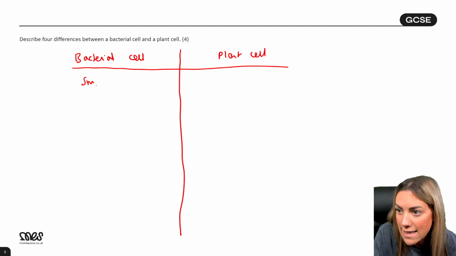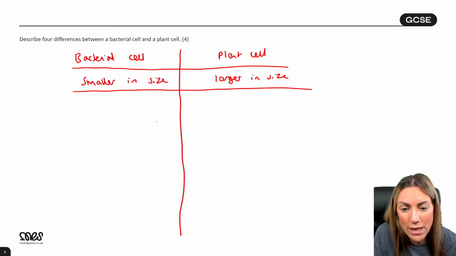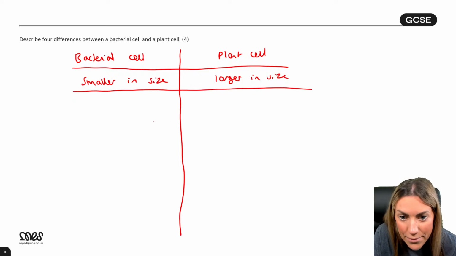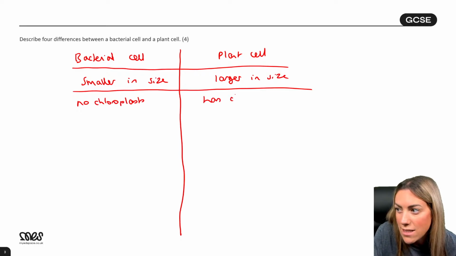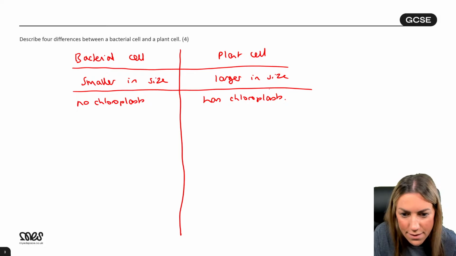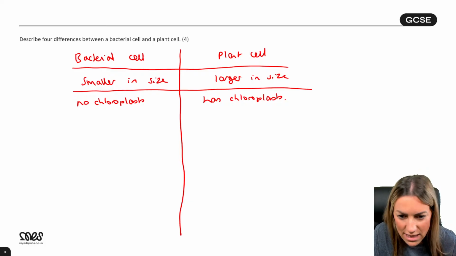Bacterial cell is smaller in size, whereas a plant cell is larger in size. You see how the table helps me to make my differences really clear? Bacterial cells, someone said no chloroplasts, whereas the plant cell has chloroplasts. Or most plant cells have chloroplasts, so that would be accepted. Don't just say the plant cell has chloroplasts full stop. You would have to say whereas the bacterial cell doesn't. Do you understand what I'm saying there?